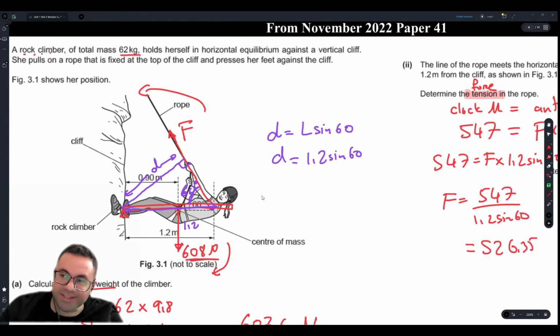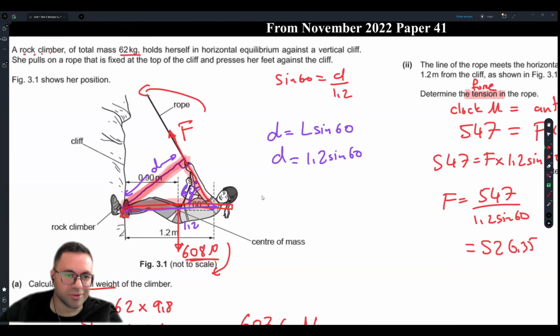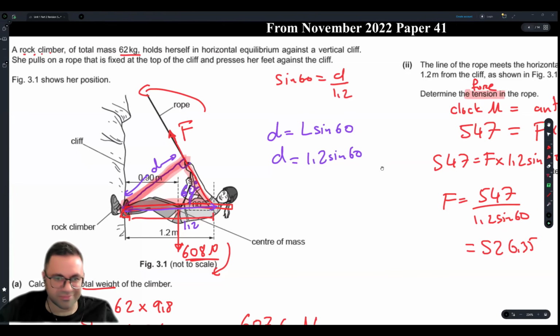I told you I want this distance d, the d at an angle. So when I draw this line, this is a triangle now, which means sine 60, which is the angle, equals d over 1.2, because that's your hypotenuse, which means d is equal to 1.2 sine 60. Okay?